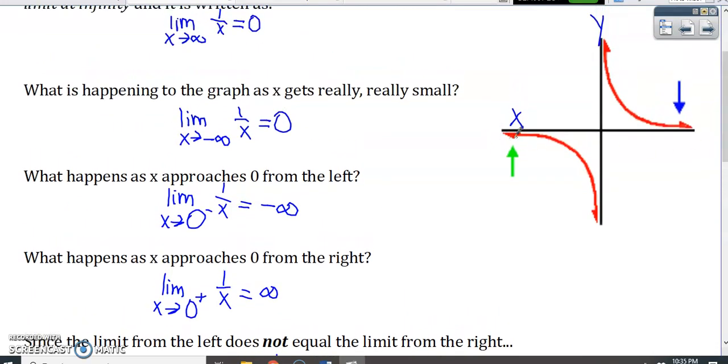Picture, if I had an ant walking this way and an ant walking this way, what are the ants doing? Well, they're not doing the same thing, so I can't answer that question. It does not exist. Unlike our first graph we saw, they were walking towards the same number. Here, they're walking towards very different numbers. So since they don't match, I can't answer the question.